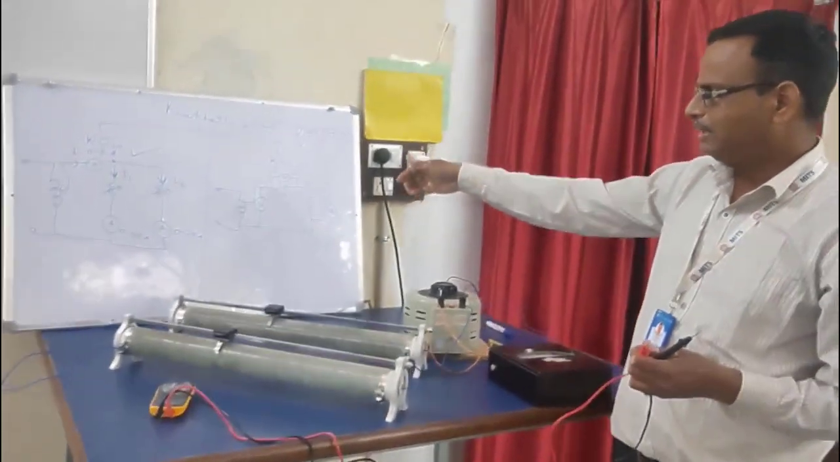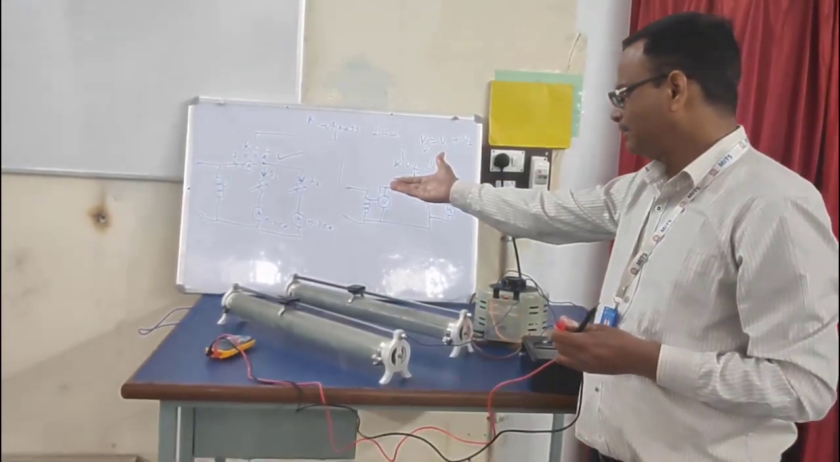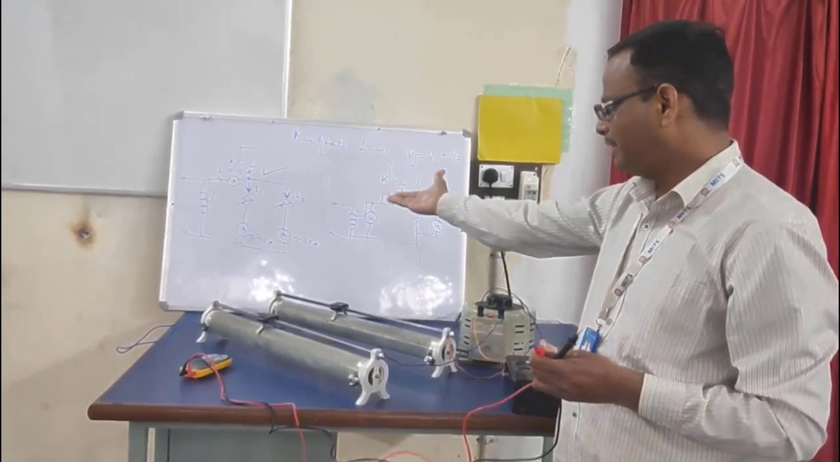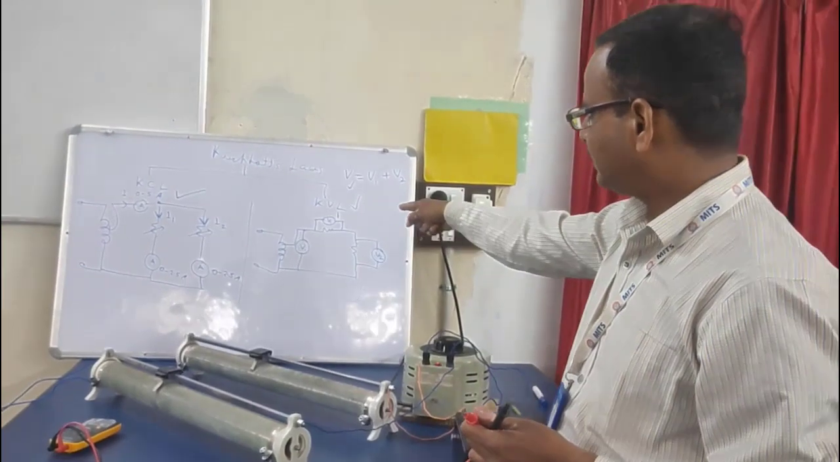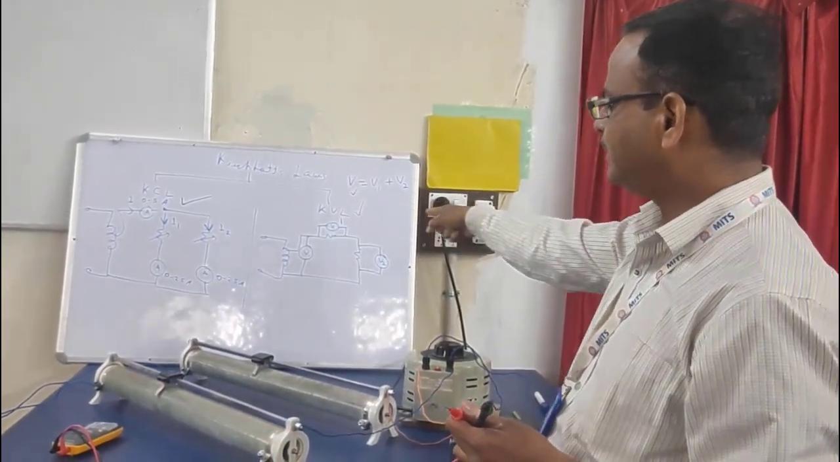So in this way, we can verify Kirchhoff's current law by connecting the resistances in parallel, because a parallel junction is possible. In the KVL, we connect the resistances in series. So this KCL and KVL are verified.